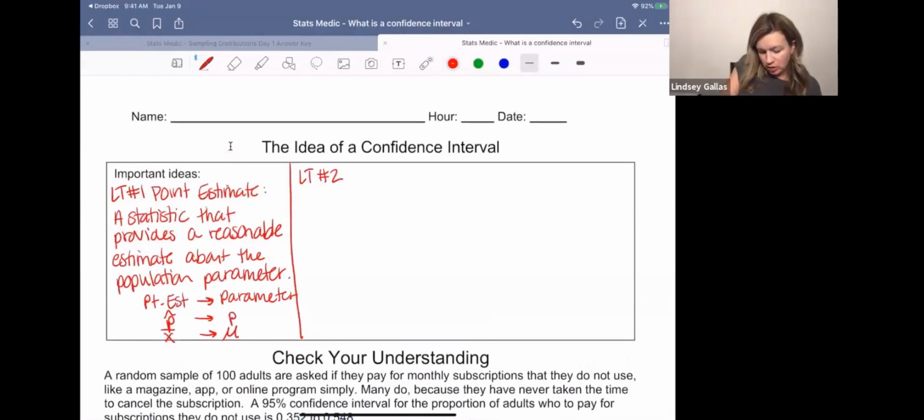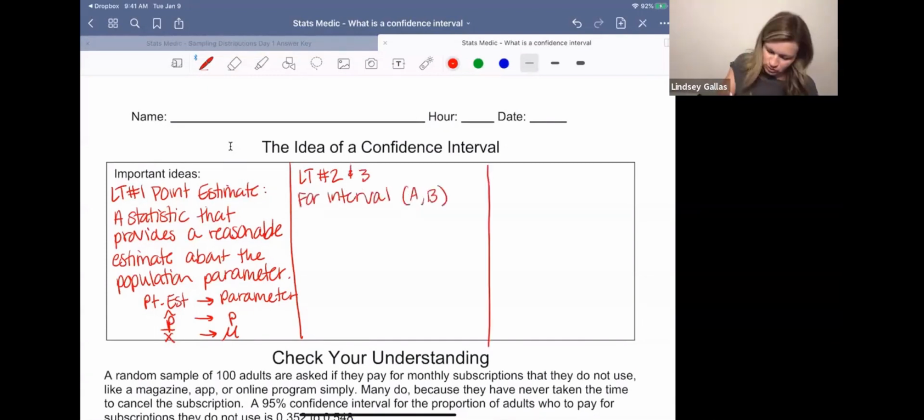And then next, I'm going to do learning targets 2 and 3 together because we were asked about point estimate and margin of error, or told that we had to find that. So for interval A to B, the point estimate would be A plus B divided by 2, or in other words, the middle. And then your margin of error, we want to find the width of the interval and then cut that in half. So I do B minus A divided by 2.